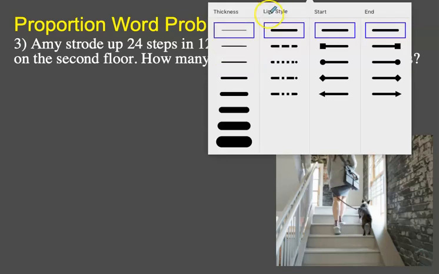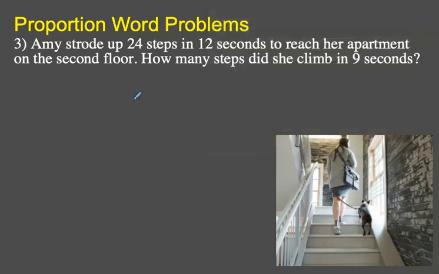The first thing we're going to do is underline all the numbers we see in the problem. So I see 24 steps, 12 seconds, second floor, and 9 seconds. Then I'm going to write my proportion. Remember, a proportion is when you have two equal fractions. So I record a fraction bar, an equal sign, and a fraction bar. After that, I'm going to record the first rate that I see in the problem. It takes her 12 seconds to climb 24 steps.